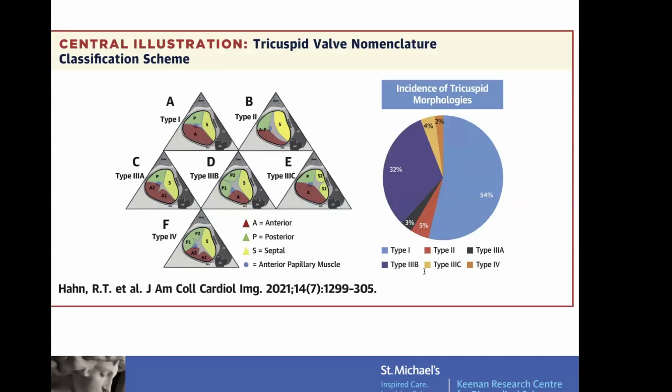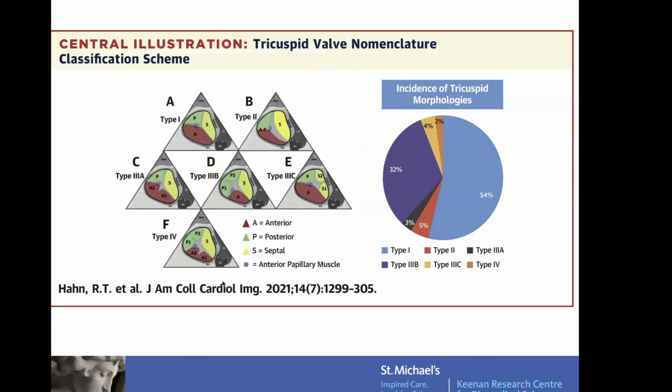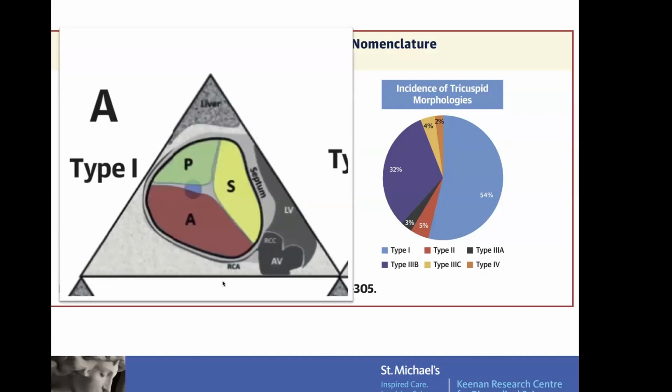Turns out only half the time the tricuspid valve has three leaflets. This is the nomenclature and classification that's been proposed. The blue circle that you see here is the anterior papillary muscle, which is your differentiation point between the anterior and the posterior leaflet. You'll see that on X-plane, I'll show you that in a second. This is a type 1 regular tri-leaflet tricuspid valve.